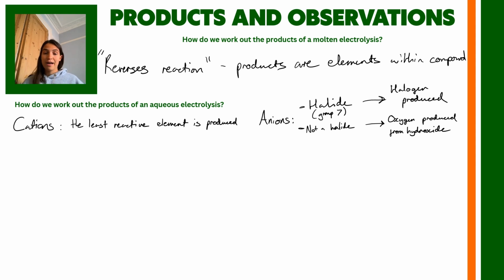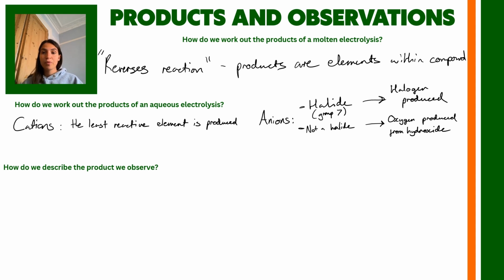But if you don't have a halide, then the oxygen is produced from the hydroxide. And that hydroxide, again, is coming from this water that's also being involved in this aqueous electrolysis.